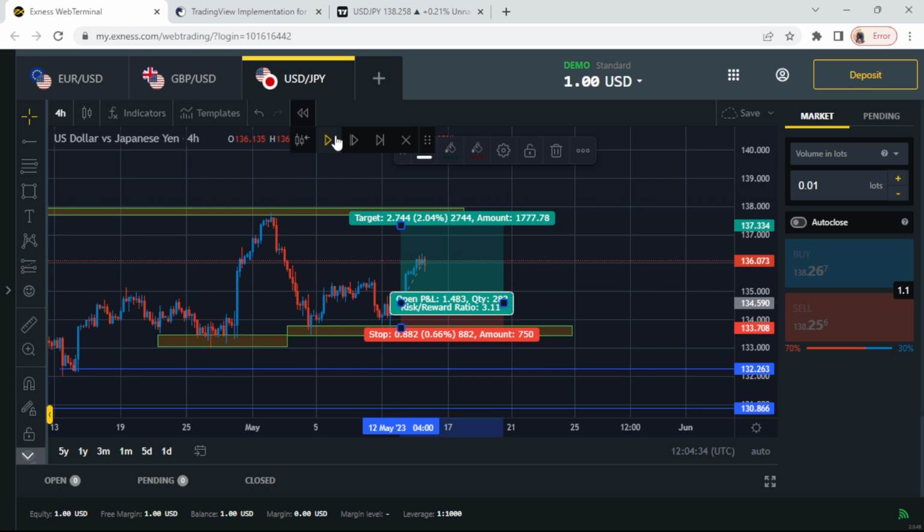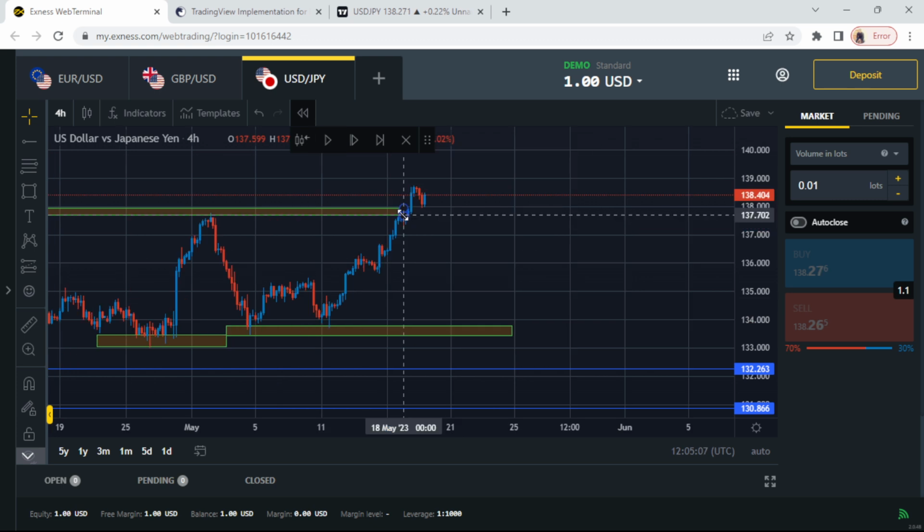You see, now I've hit my take profit. Let's stop this here. I've hit my take profit. Let me remove this. I had this zone before. This was my resistance zone before, right?